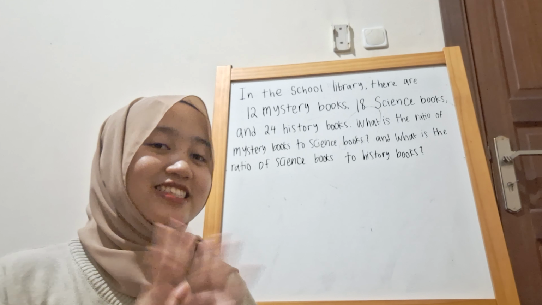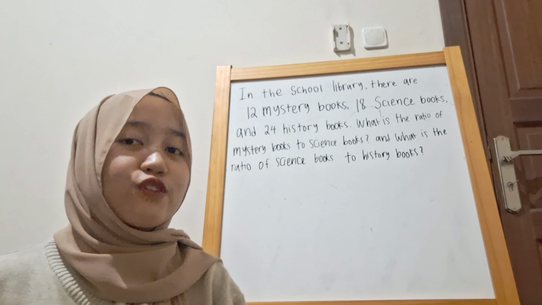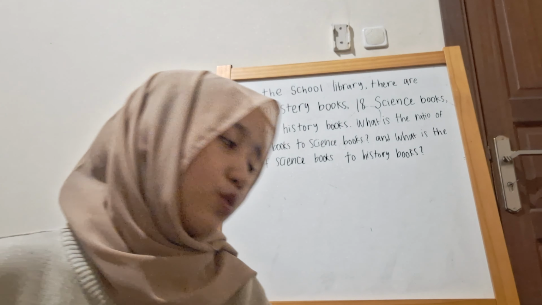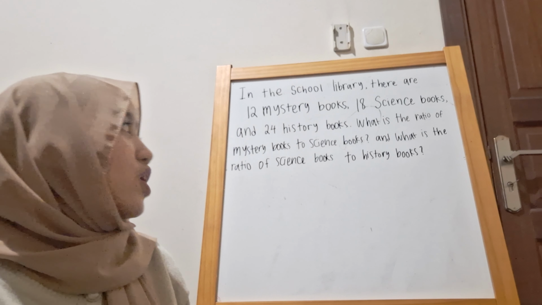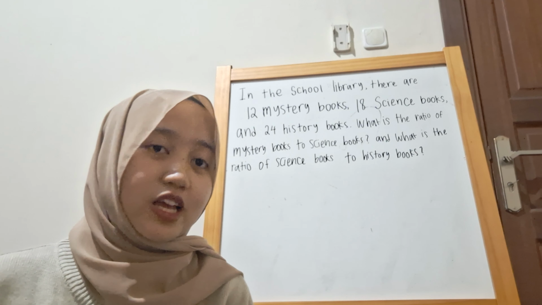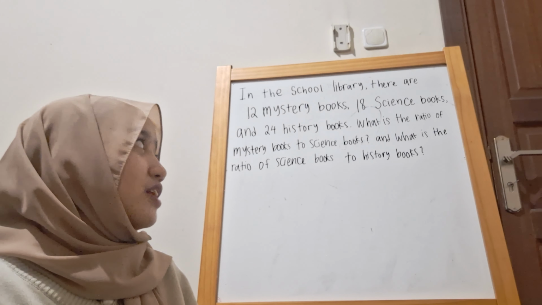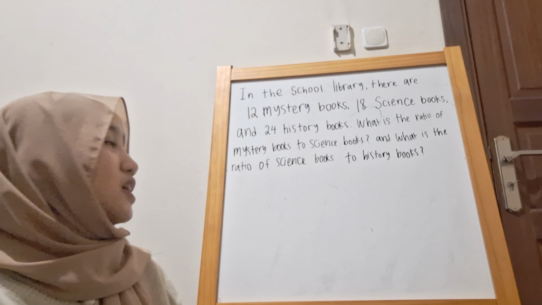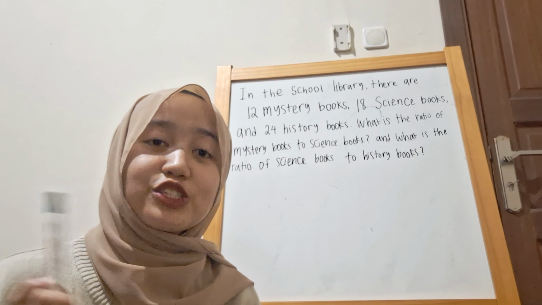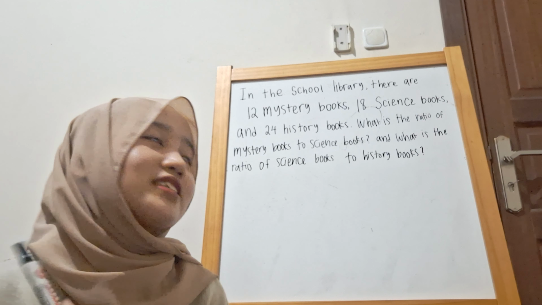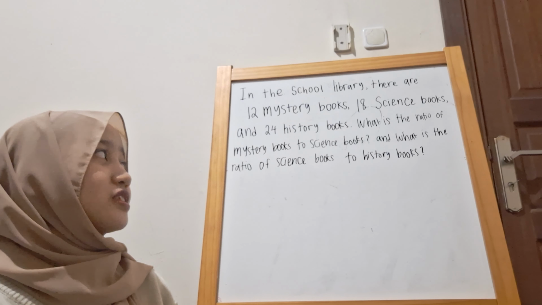Alright guys, time is up. Let's go over question 1 together. So, the question 1 problem is, what is the ratio of mystery books to science books? So, can you guys tell me how many mystery books? Yes, you are correct. It's 12. And the science books? Yes, it has 18 science books.